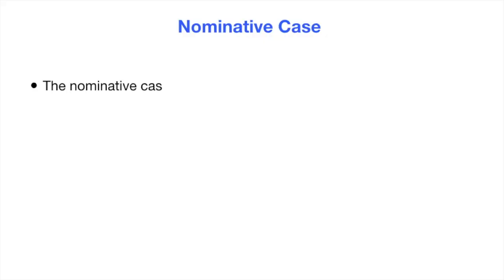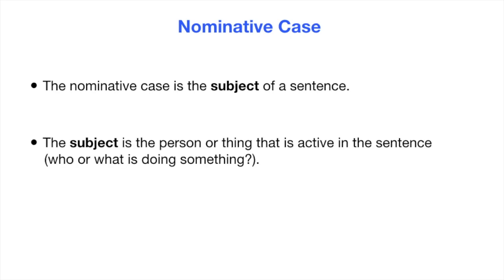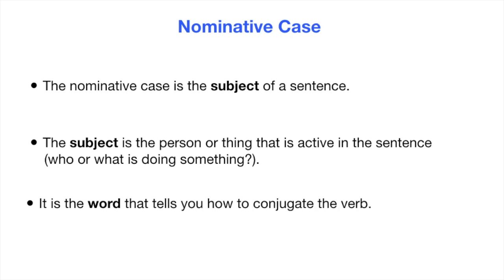What is the nominative case? The nominative case is the subject of a sentence. And what is a subject? Well, the subject is the person or thing that is active in the sentence. So you have to ask the question, who is doing something or what is doing something in the sentence. The nominative case or the subject is the word that tells you how to conjugate the verb.